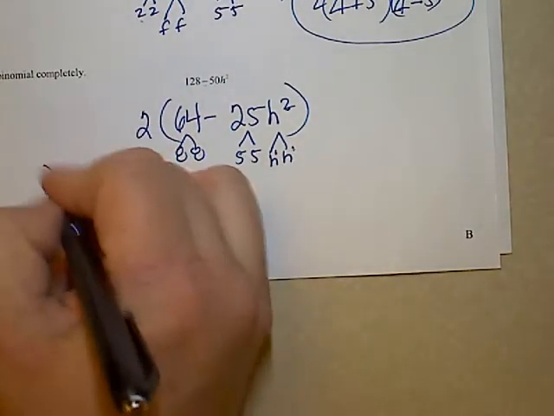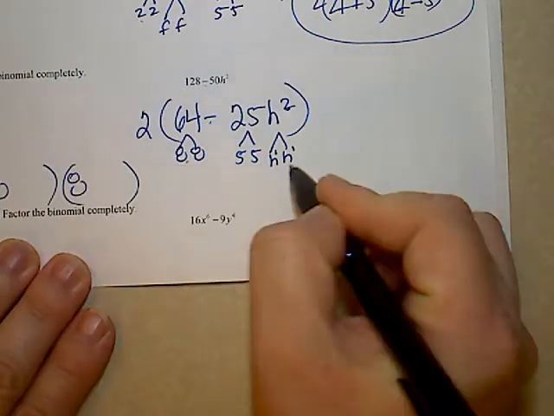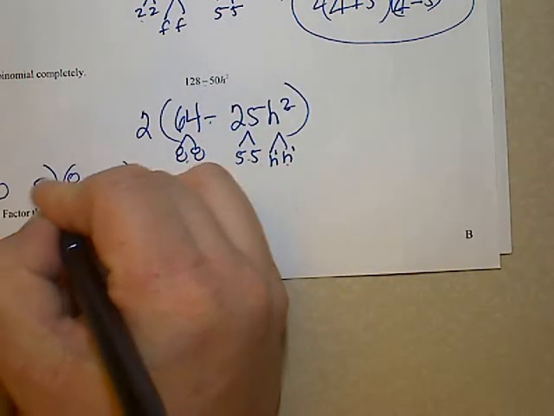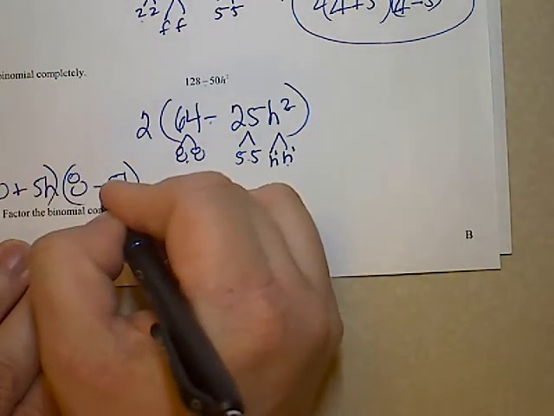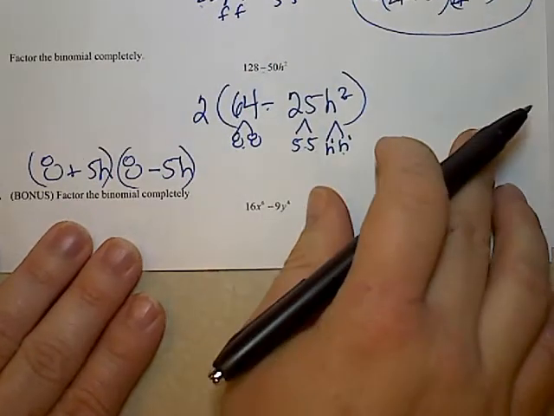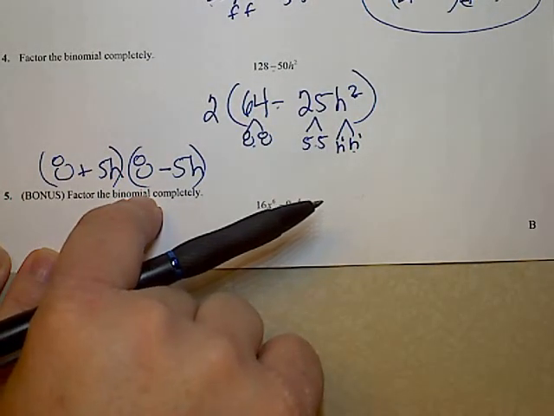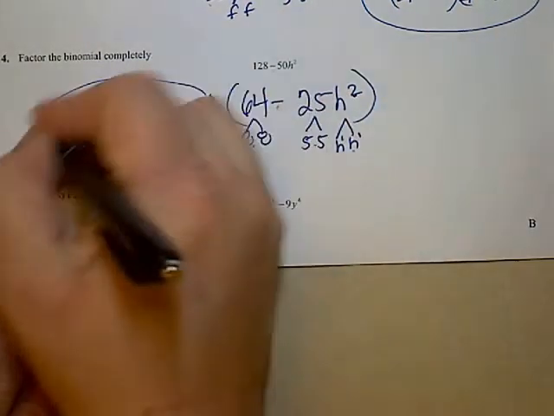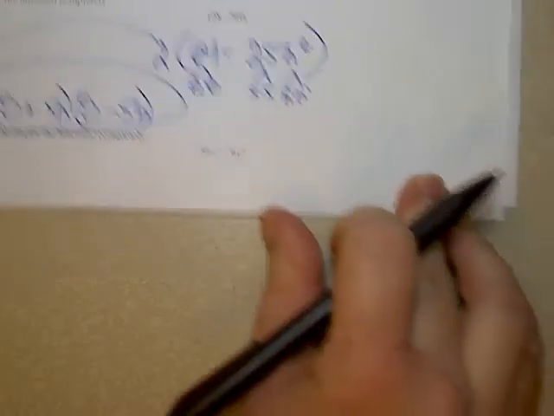So for my final answer here, h's came before the sign, so they're going to be out front. 5 h's came behind the subtraction sign, so they're going back. One of them is positive, one of them is negative. It doesn't matter which one's positive or which one's negative. And if this is my final answer, I'm wrong. And the reason is because don't forget about the 2 out front.